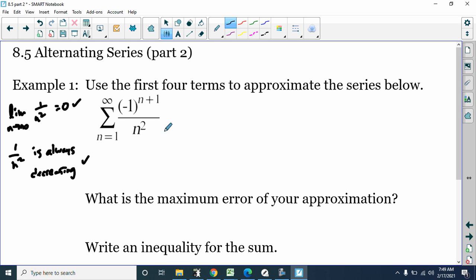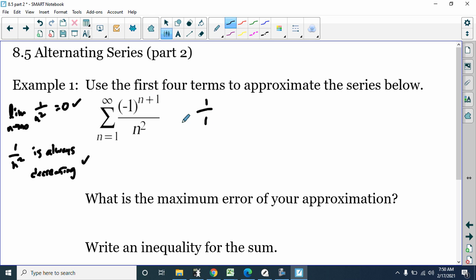We are unable to find what this converges to, but what we're working with today is finding an inequality that is going to give us two numbers that this is in between. In order to do that, the first thing we are doing is finding the first 4 terms in order to approximate the series.